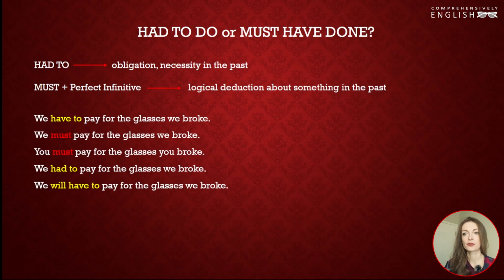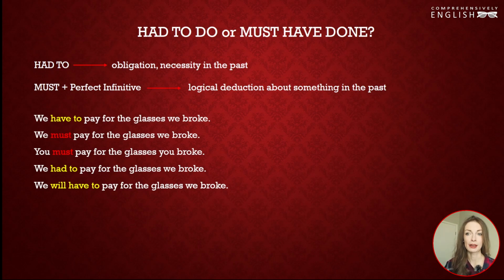We must pay for the glasses we broke expresses our moral obligation. So here we understand that it is our responsibility. We really feel responsible for the glasses we broke, and we really want to pay for the damage. We consider it to be the right thing to do. You must pay for the glasses you broke. It's an order that somebody gives you, somebody forces you to do it. He or she may say that you must, otherwise I will somehow hold you responsible for this.